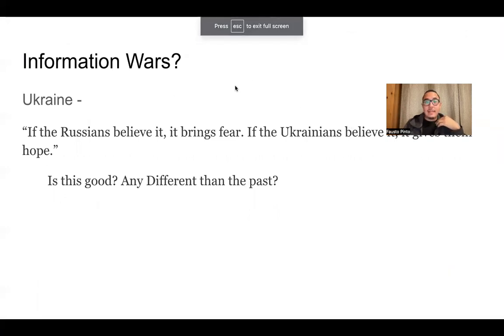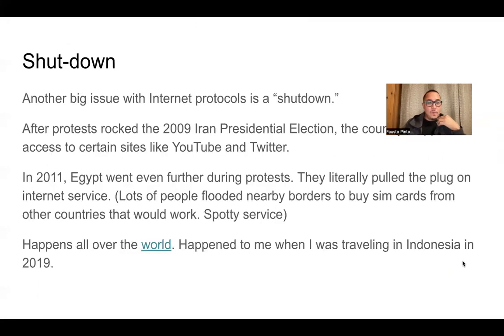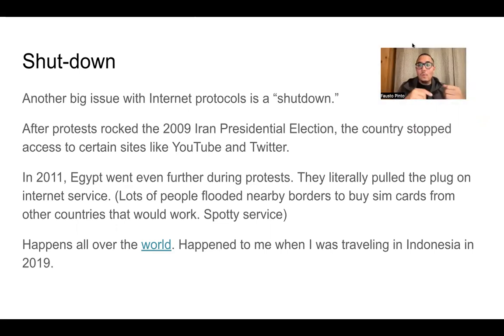Moving on, talking about the same thing. Information wars. We'll go back to that. Sorry, that slide was supposed to be later on. Another big issue with internet protocols is a shutdown. So when misinformation doesn't work, people stop the internet. They literally can pull the plug or stop websites in certain countries.